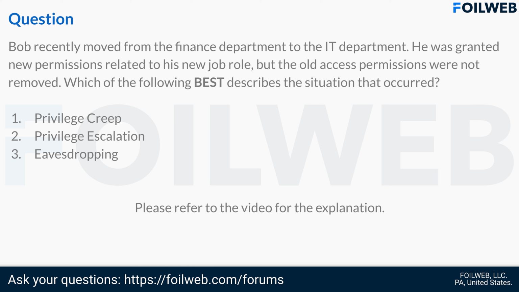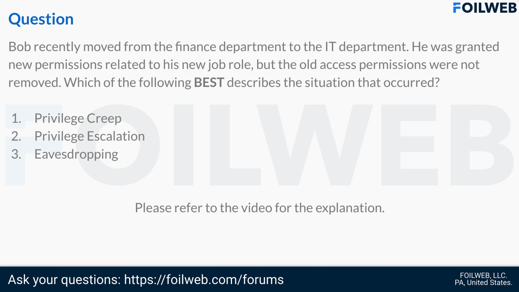Which of the following best describes the situation that occurred? Let's take a look at the answer options. A privilege escalation is a situation where the individual gains unauthorized access of elevated rights, permissions, entitlements, or privileges beyond what is assigned. In other words, it is a type of exploiting a system. So option number 2 is not the best answer for the question.